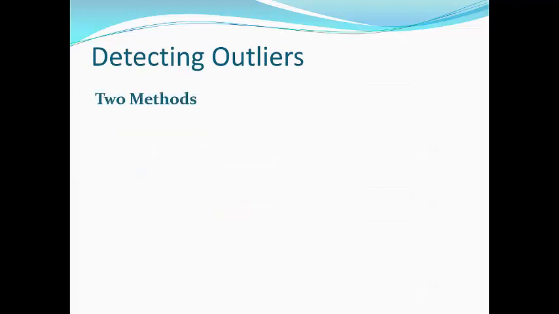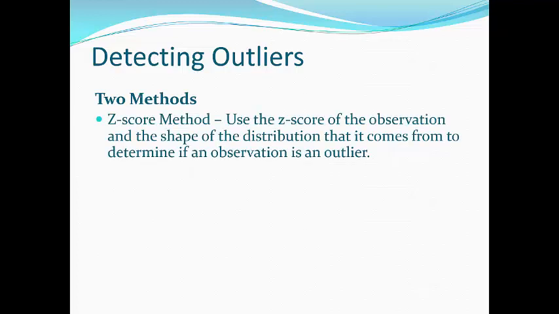Well, there are two methods. One should make complete sense: the z-score method. Use the z-score for an observation and the shape of the distribution that it comes from. And this piece, the shape of the distribution that it comes from, you may not even need to consider to determine if an observation is an outlier.